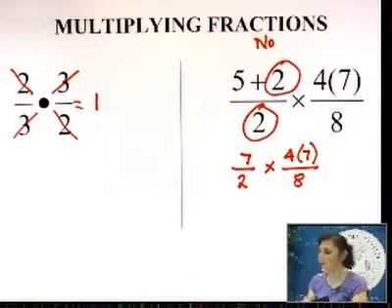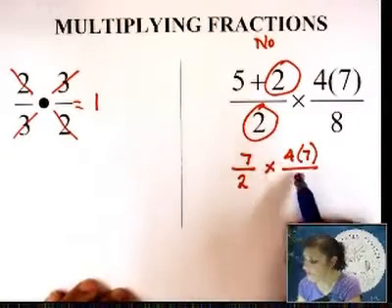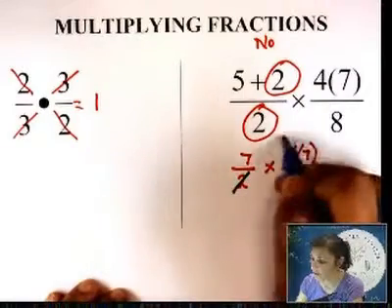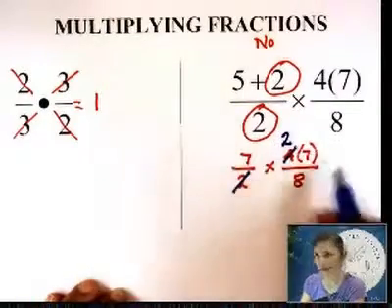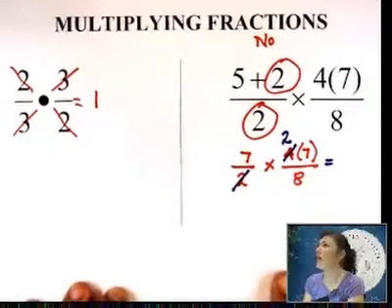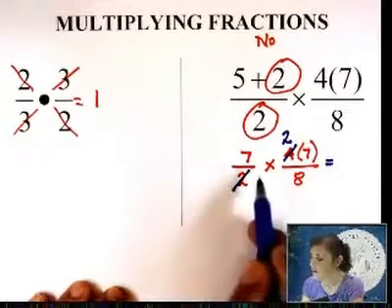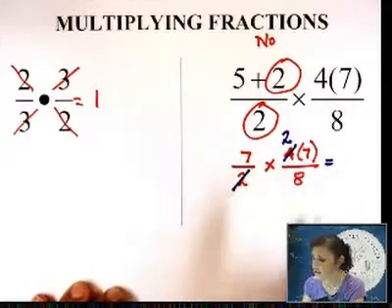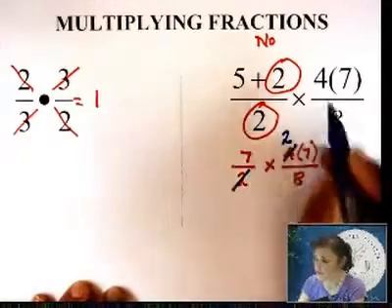Is there anything that I can cross out? Now I have a 4 and an 8 or 4 and a 2. Either way will work. 2's go. These 7 will not cancel out because they are on the same side of the fraction bar. So I have 2 times 7 times 7. And then here we go. There's 2 and 8 will also go.